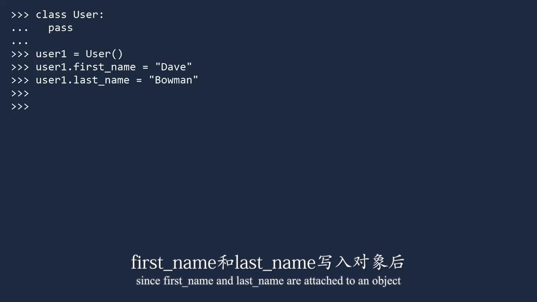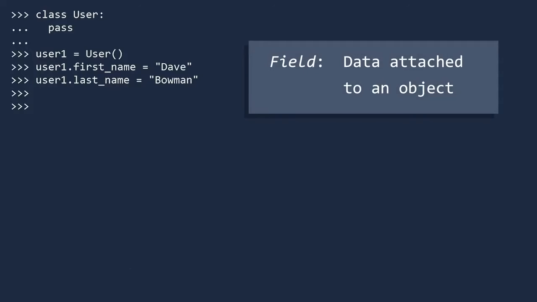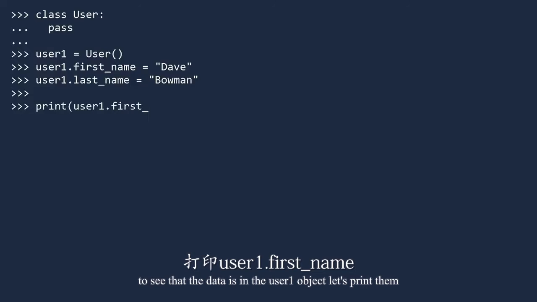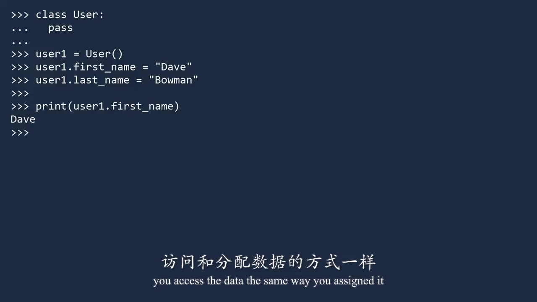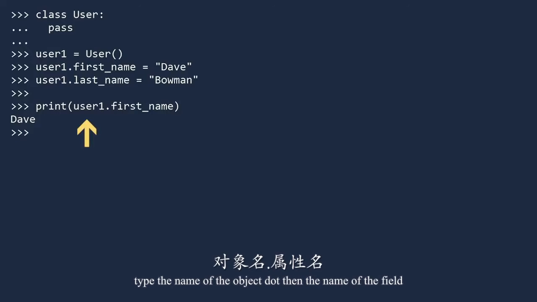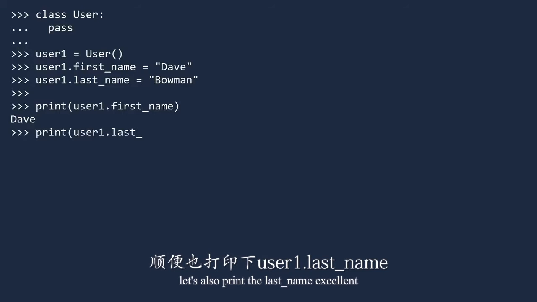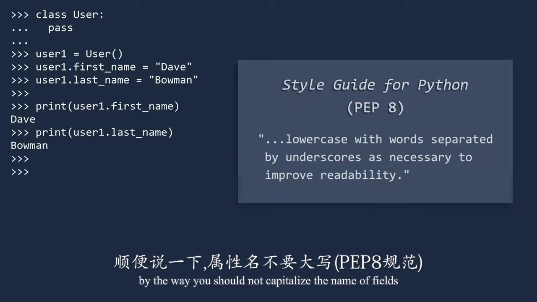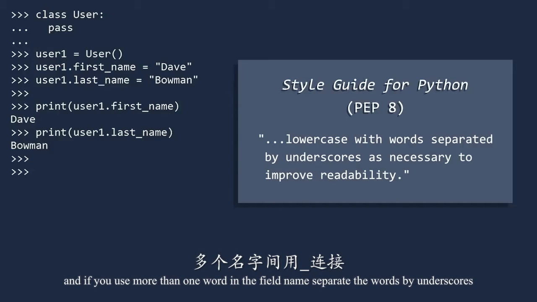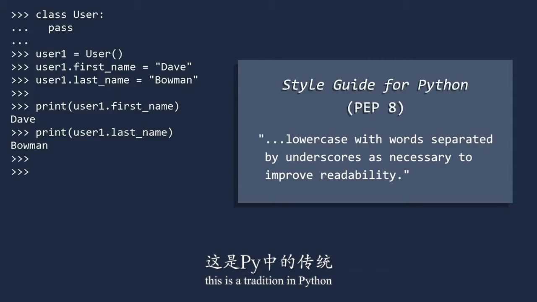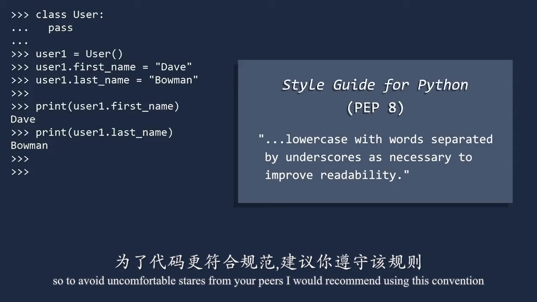Since first name and last name are attached to an object, we call them fields. They store data specific to user1. To see that the data is in the user1 object, let's print them. You access the data the same way you assigned it. Type the name of the object, dot, then the name of the field. Let's also print the last name. Excellent. By the way, you should not capitalize the name of fields. And if you use more than one word in the field name, separate the words by underscores. This is a tradition in Python, so to avoid uncomfortable stares from your peers, I would recommend using this convention.